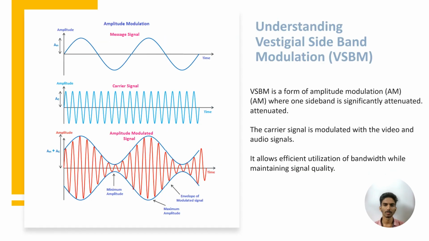Understanding vestigial sideband modulation. Vestigial sideband modulation is a form of amplitude modulation where one sideband is significantly attenuated. The carrier signal is modulated with the video and audio signal. It allows efficient utilization of bandwidth while maintaining the signal quality. As you can see in the diagram of amplitude modulation, the first wave indicates the message signal, the second one is the carrier signal, and the amplitude modulated signal is the third one.